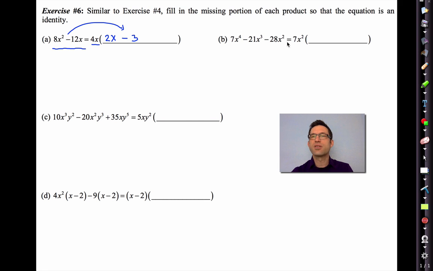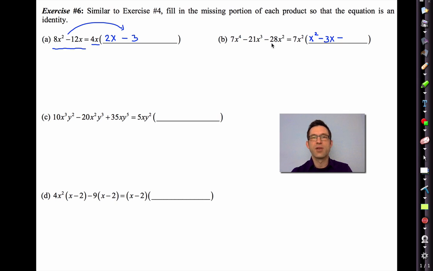So again, 7x to the fourth, 7x squared. Well, the 7's already there. What I need is an x squared, so x squared times x squared is x to the fourth. That minus is going to come along for the ride. Then think, what do I have to multiply 7 by to get 21? That's going to be a 3. What do I have to multiply x squared by to get x cubed? That's going to be an x to the first.